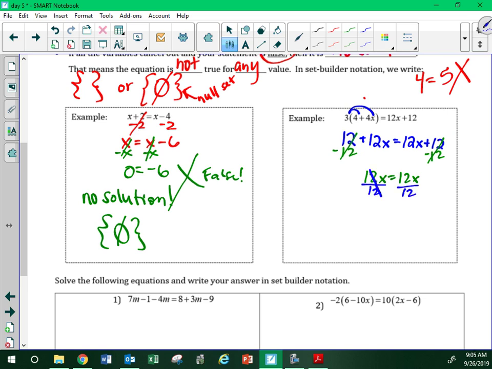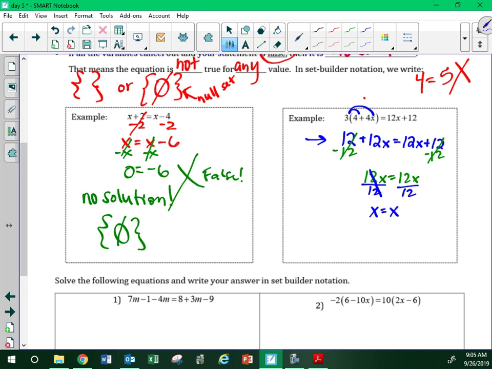12 divided by 12 is 1x. All real numbers. It's the exact same thing, right? And if we take a look up here, wasn't that the exact same thing? 12 plus 12x, 12x plus 12, those are the same thing.